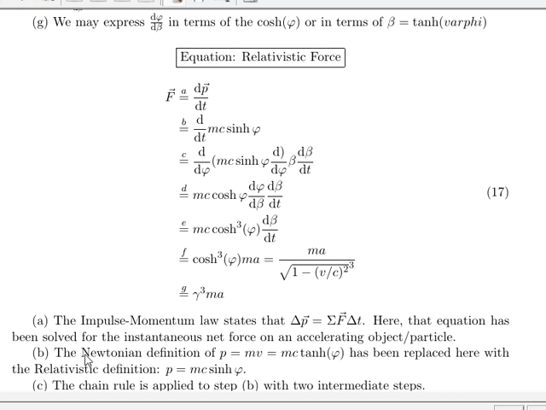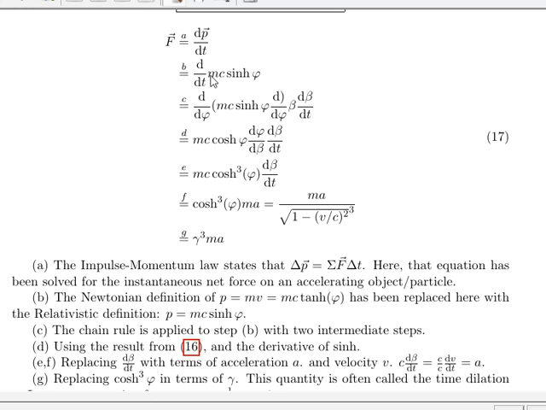In part B, the Newtonian definition of p equals mv equals mc tanh phi has been replaced with the relativistic definition of p equals mc sinh phi. So instead of putting mc tanh phi, which would just be mv, we're putting mc sinh phi. In step C, we're applying the chain rule to this whole thing, taking the derivative with respect to time. I think I'll put parentheses around that.